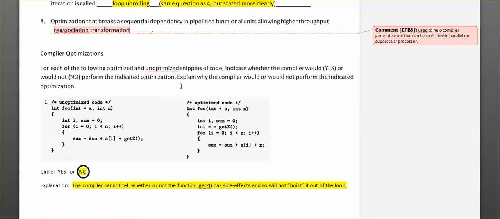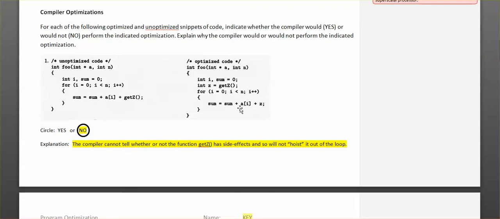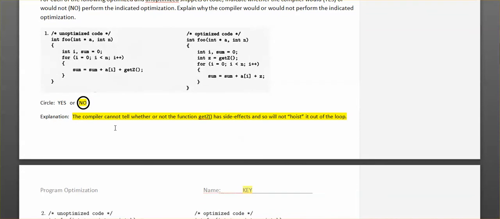And now we look at some compiler optimizations. In this case, we look at an unoptimized snippet of code on the left and an optimized version on the right, and we ask the question, would the compiler do the optimization? Notice that the optimized code on the right is really a representation of what the assembly would be. So in the first one here, we see that we've got sum equals sum plus a sub i plus getZ. i is changing in this loop. getZ seems to be a constant function, but the compiler won't optimize that because it doesn't know whether getZ has any side effects. So that's the explanation there.